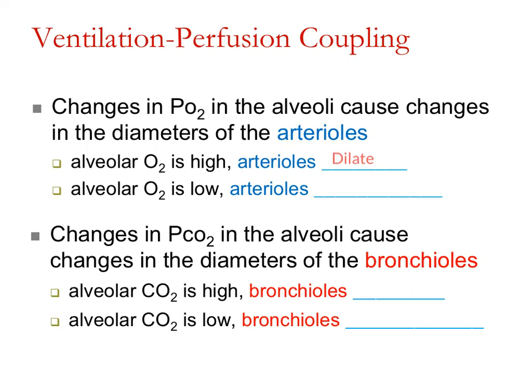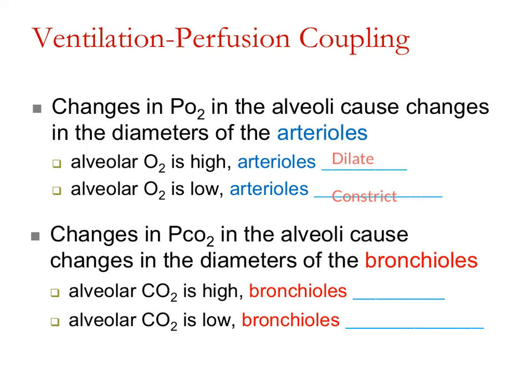Of course, now the converse is easy. If alveolar oxygen is low, that means you have low or bad airflow. You want your arterioles to constrict, decreasing the blood flow to match the low airflow. Okay, now conversely, changes in partial pressure of CO2 in the alveoli cause changes in the diameters of the bronchioles themselves. Okay, so the bronchioles, the airways, are sensitive to partial pressures of CO2 changes based on how well perfused the tissue is.